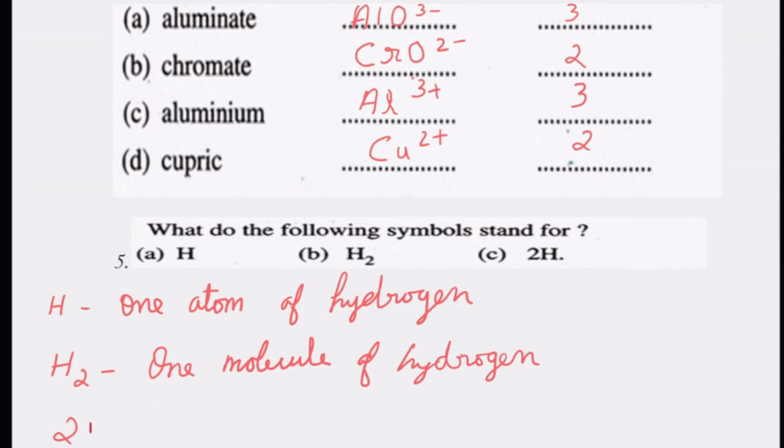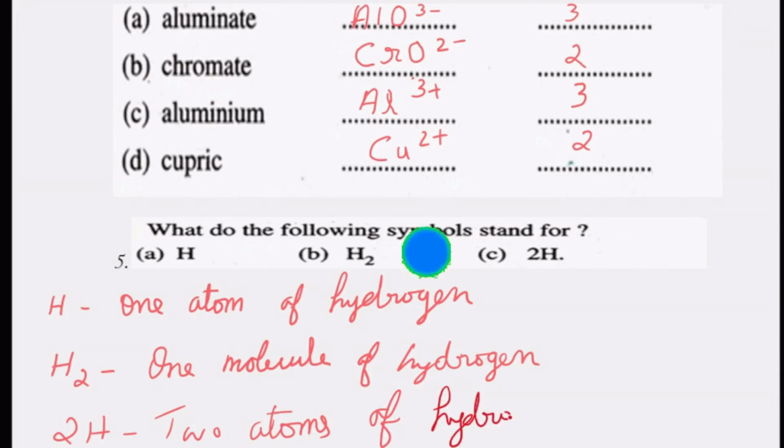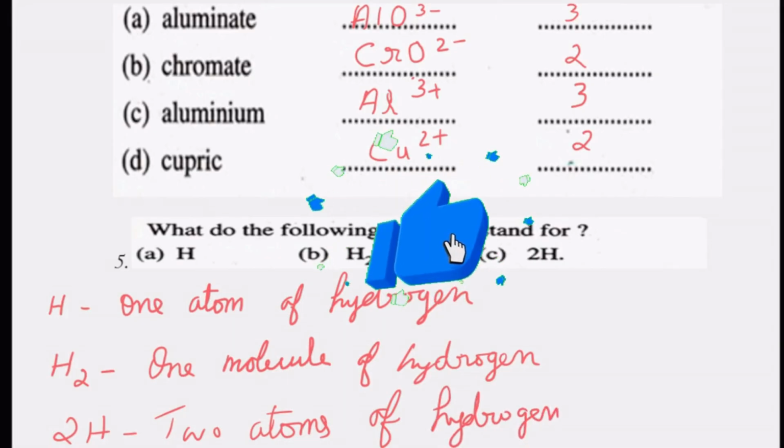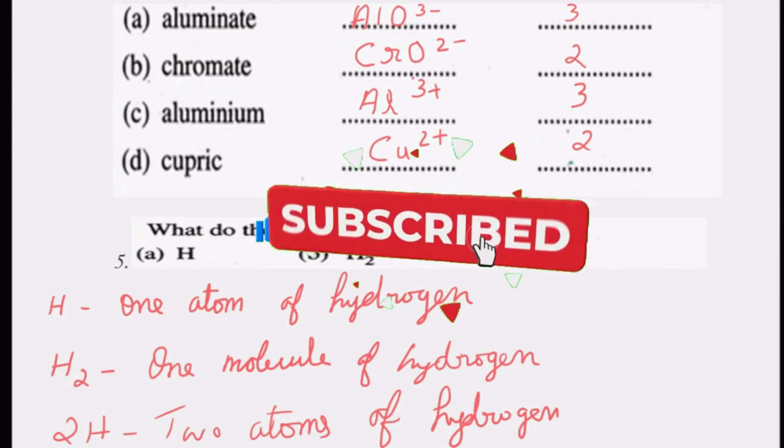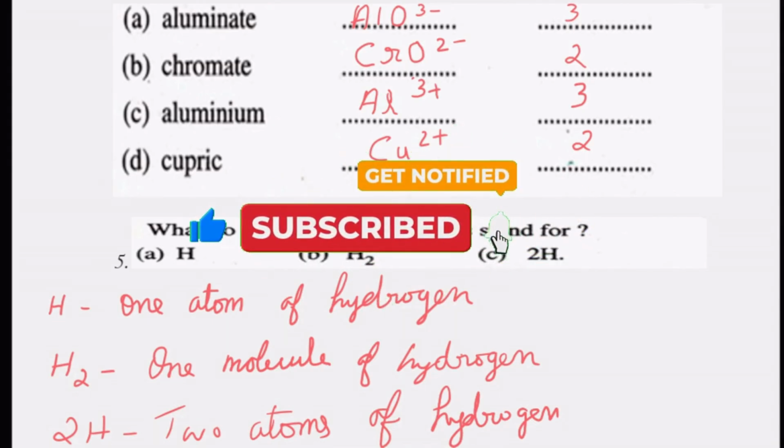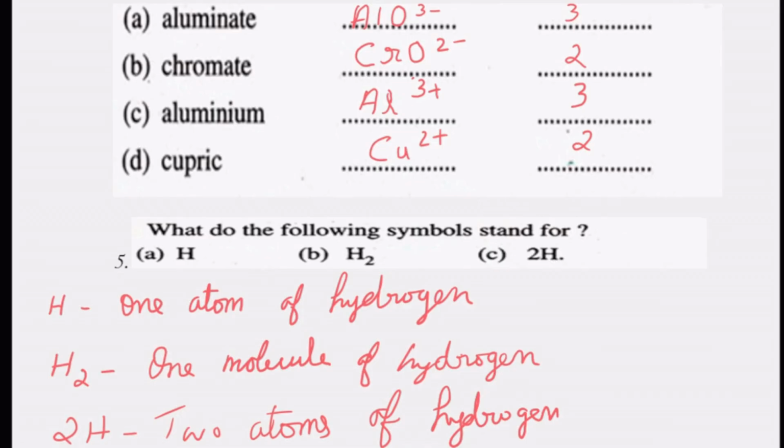Then what is 2H? If H is one atom, then what is 2H? It means two atoms of hydrogen. So if the question is given like this, 2H2, what will you write? It means two molecules of hydrogen. It is not given there, but you also know it. Two molecules of hydrogen. So in this video we have discussed 5 questions and their answers.